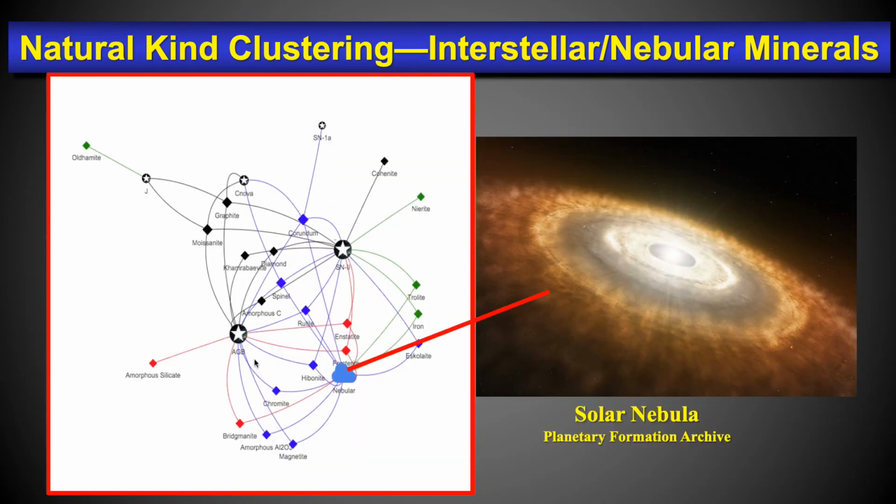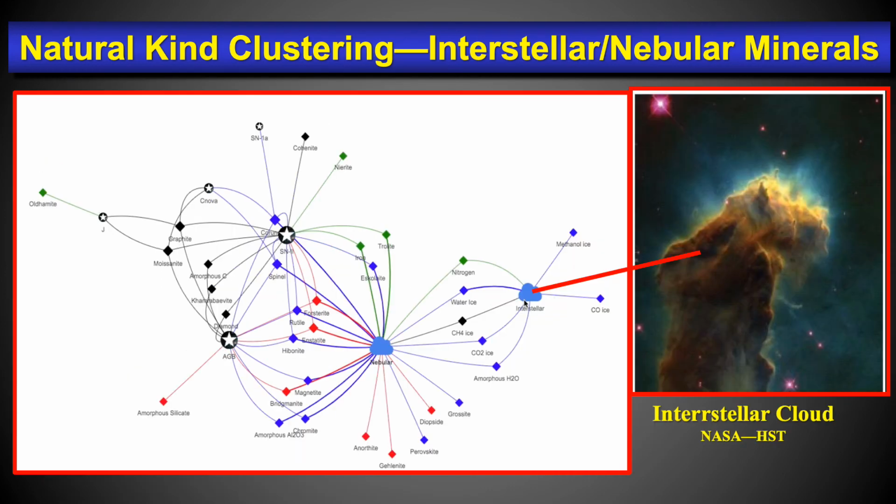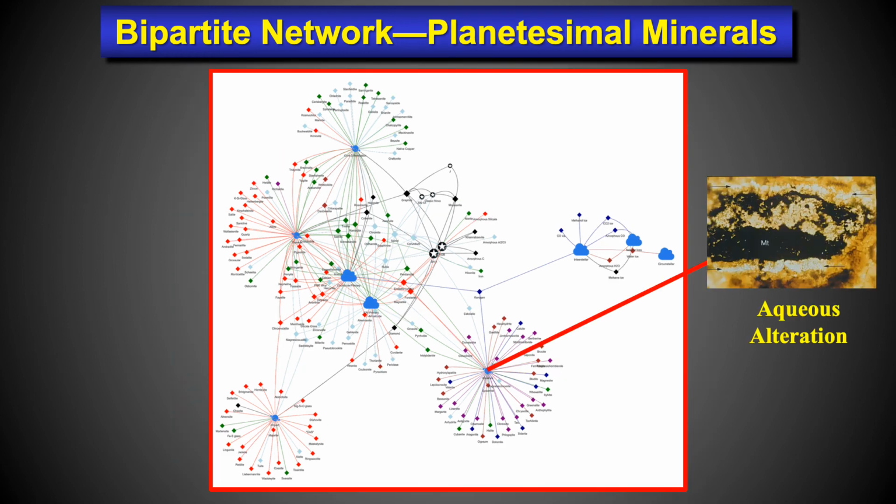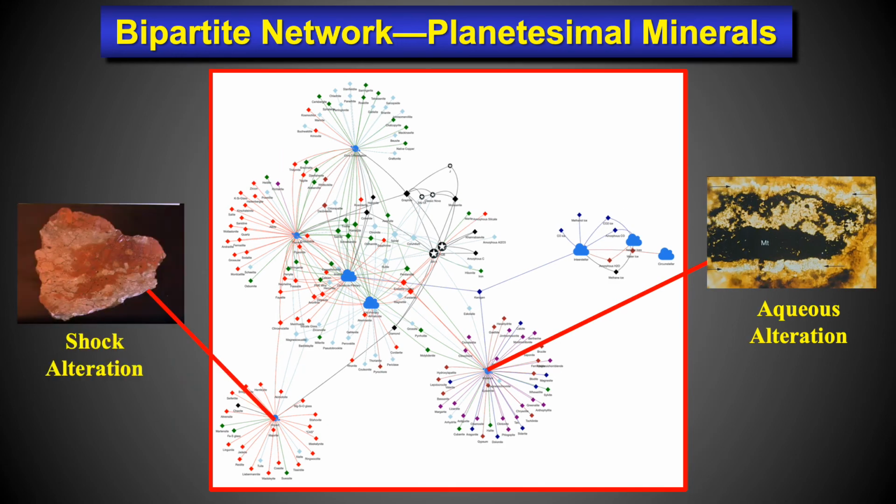Here we've added the condensates in a solar nebula, those primary condensates. We can add different interstellar cloud minerals, including a series of ices that appear for the first time, and you see the whole evolution of minerals expanding in this expanding network. It gets even more complex when you look at chondrite meteorites. There's chondrule minerals, there's CAI minerals. We can even show the secondary alteration products, aqueous alteration, shock alteration.